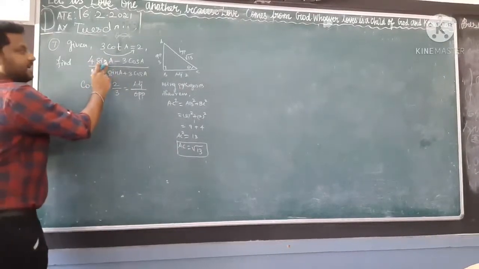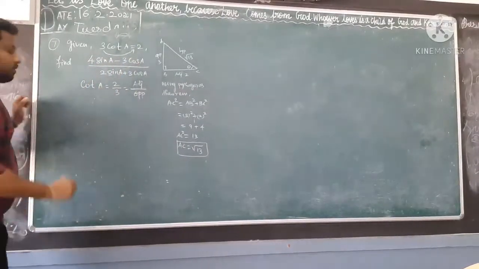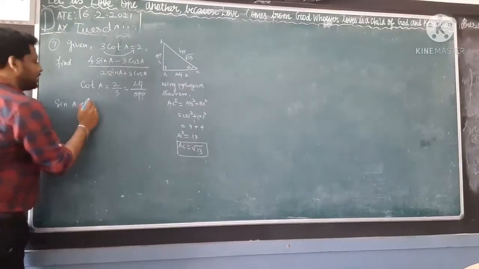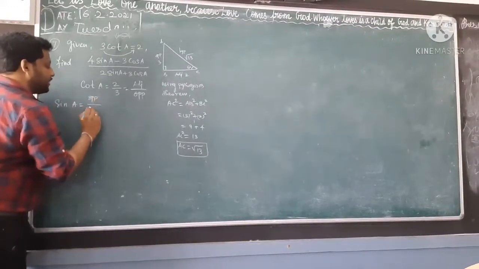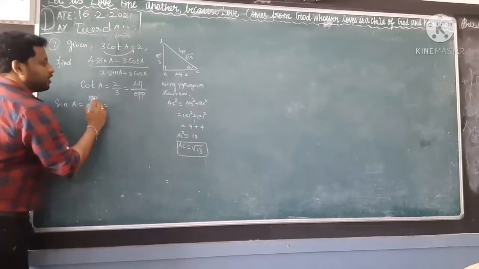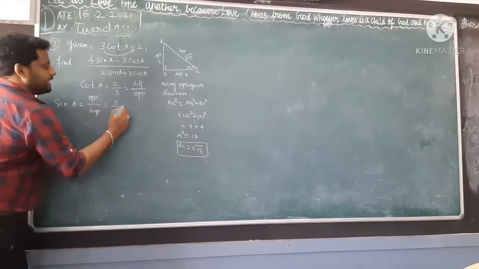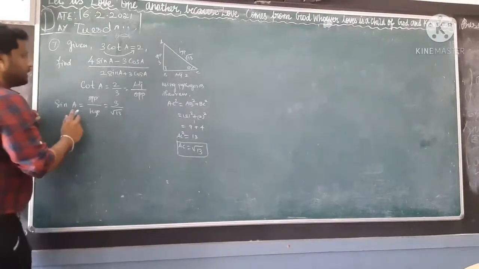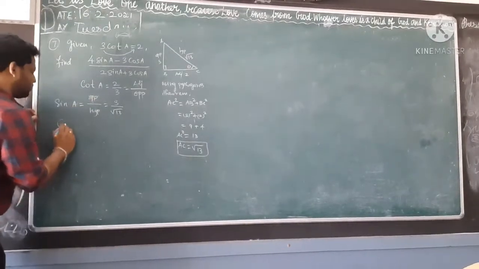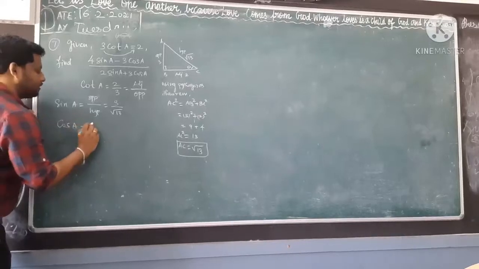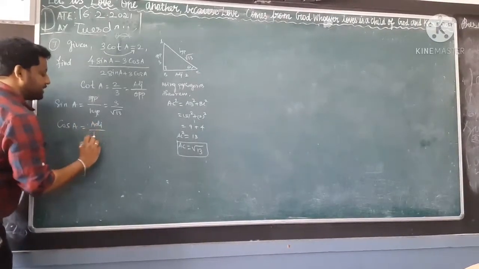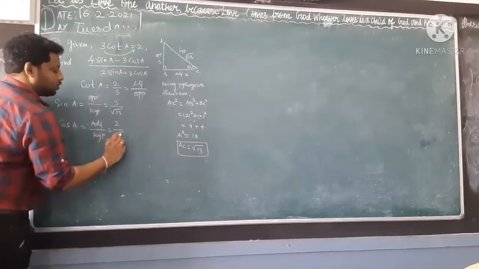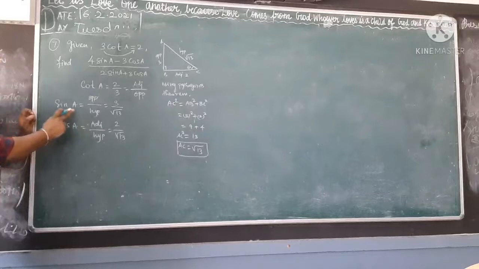Now we have to find the sin A and cos A values. First, sin A is the ratio of opposite side to hypotenuse. The opposite side value is 3, divided by the hypotenuse value root 13. And then cos A is adjacent by hypotenuse. The adjacent value is 2, divided by root 13. Now we have the cos A value and sin A value.